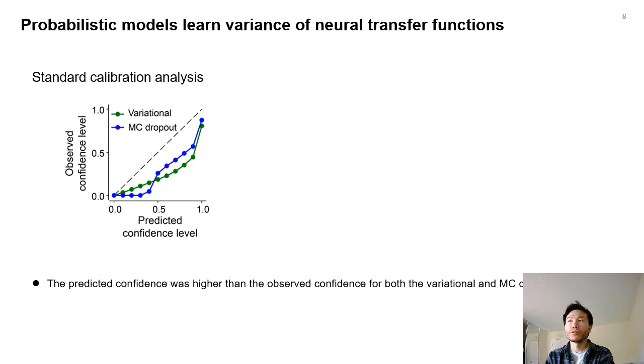A model predicts responses with uncertainty. Next, we perform standard calibration analysis. In this way, we can address questions like whether the predicted 90% credible interval includes the recorded responses 90% of the time. Here the x-axis is the predicted confidence level, and the y-axis is the observed level. For both variational MC draw, we can see that the predicted levels are higher than the observed ones. That means these two models are overconfident.